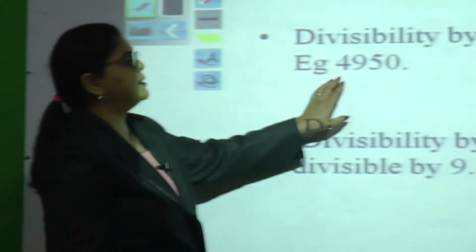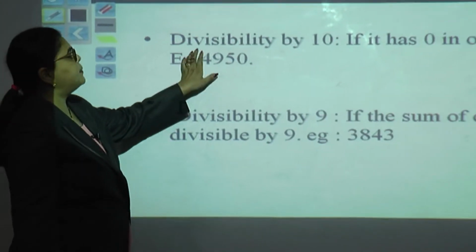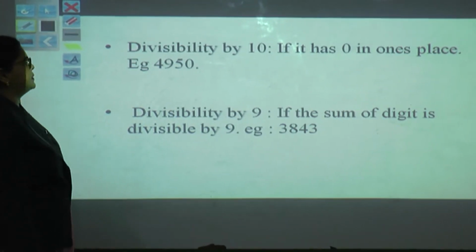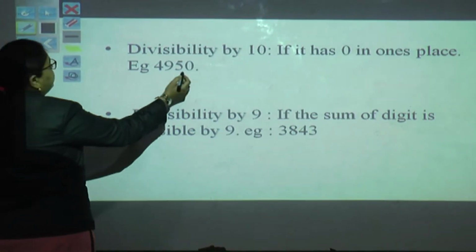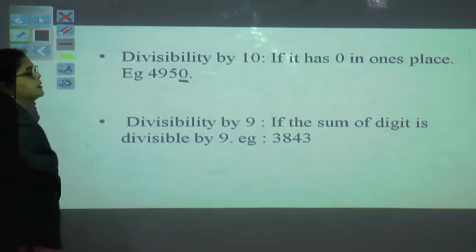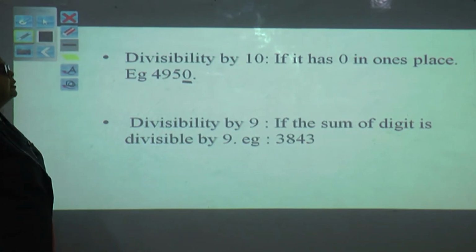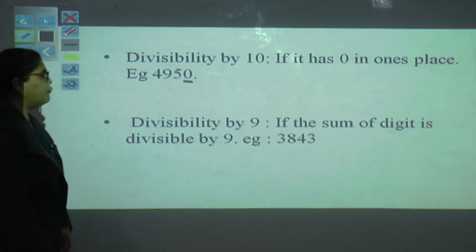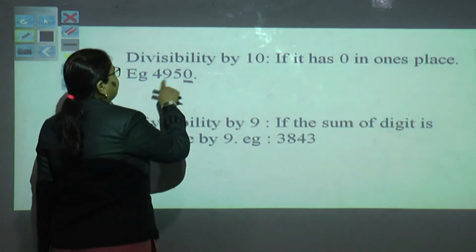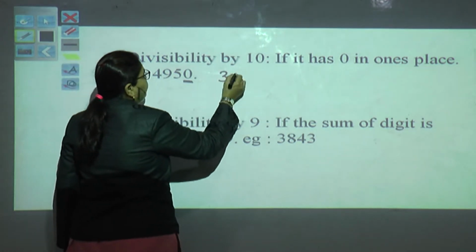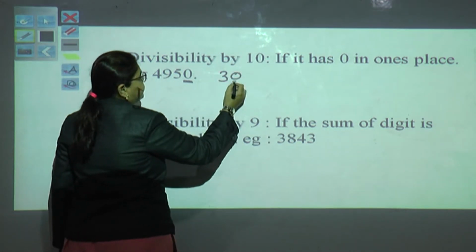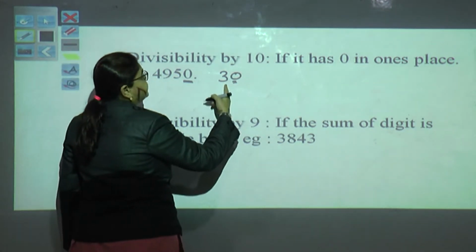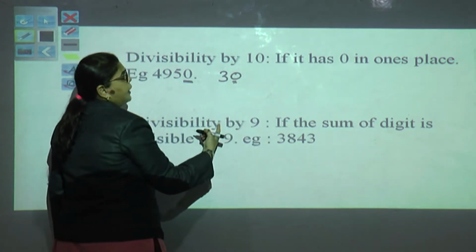Here is one example given to you: divisibility by 10 if it has a 0 in the ones place. For example, we have 0 in the ones place here, so this number can be divided by 10 giving a remainder of 0. If we go for another example, this is a 4-digit number. For the 2-digit number 30, we have 0 in the ones place, so this number can be divided by 10 giving a remainder of 0.